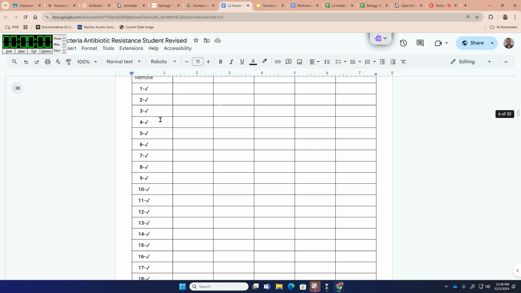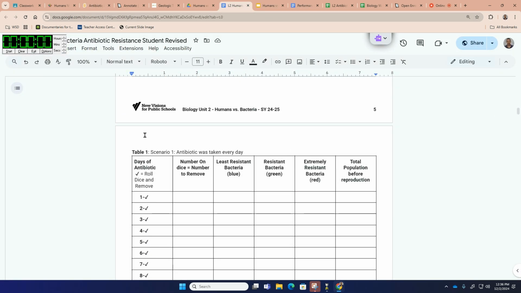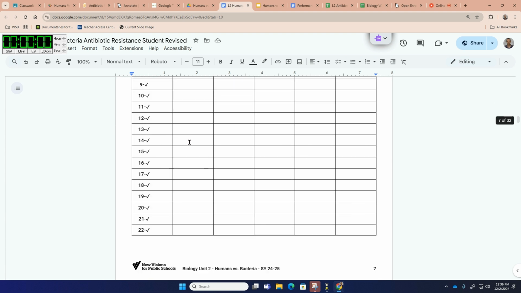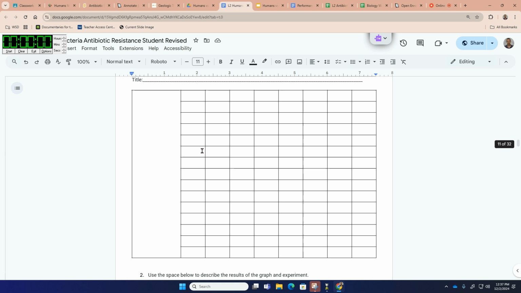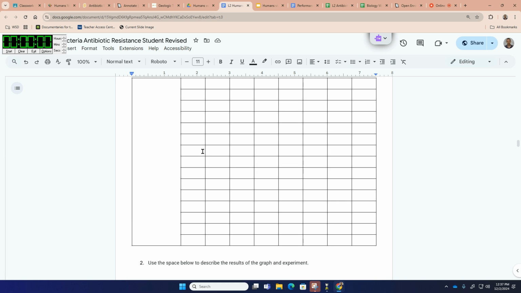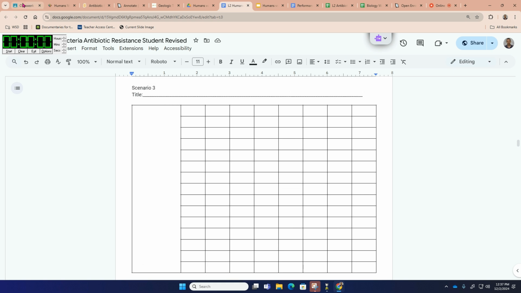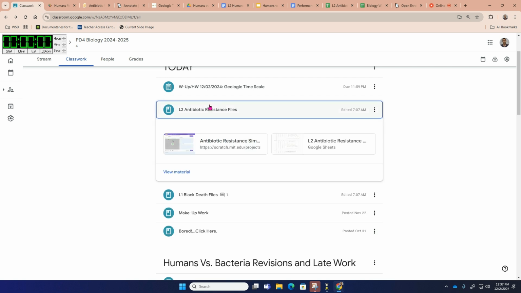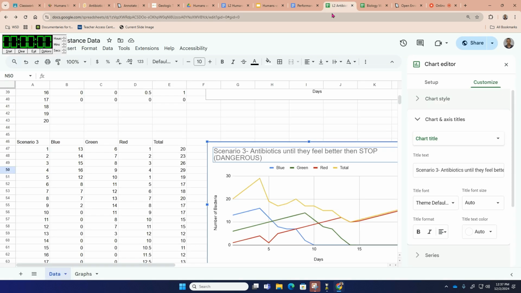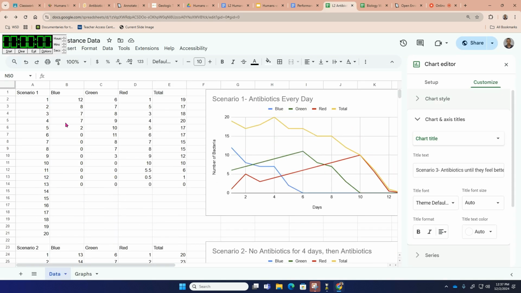All right. So in your packet, you're going to have 3 data tables for those 3 scenarios. And you're going to have 3 graphs, 1, 2, and 3. So what we want to do is on Google Classroom, you'll find antibiotic resistance files. And then one of those is the simulator, and the other one is the Google Sheet. The Google Sheet has the 3 scenarios and the data that you need.